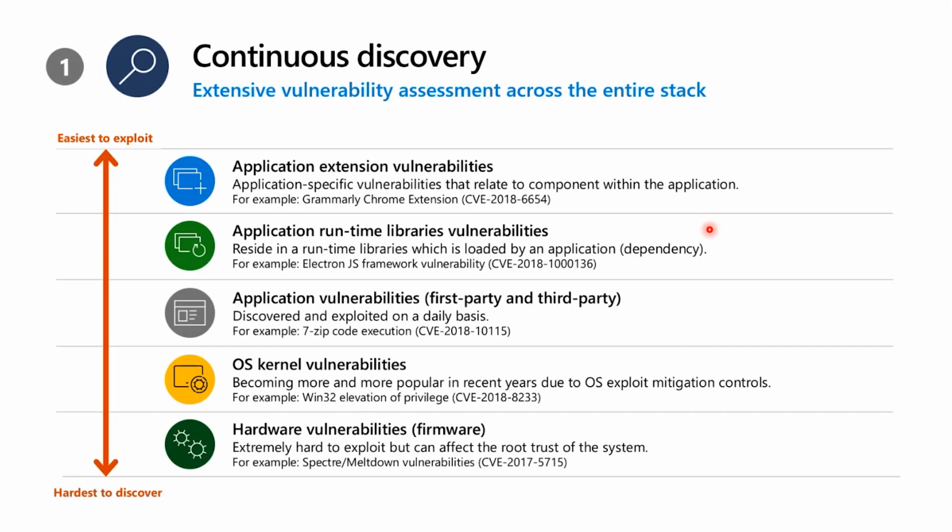So here we say continuous discovery. We already talked about that, but the idea is we're trying to show here that this protection exists from top to bottom or bottom to top, whichever way you want to look at it. So we're not only protecting what is easiest to protect, we're not just doing file protection, but we're doing everything from the firmware right up to application extensions.